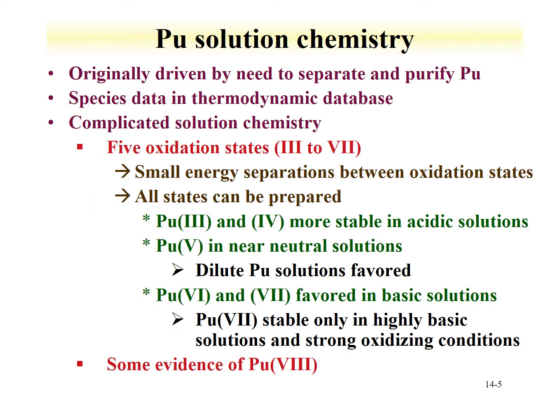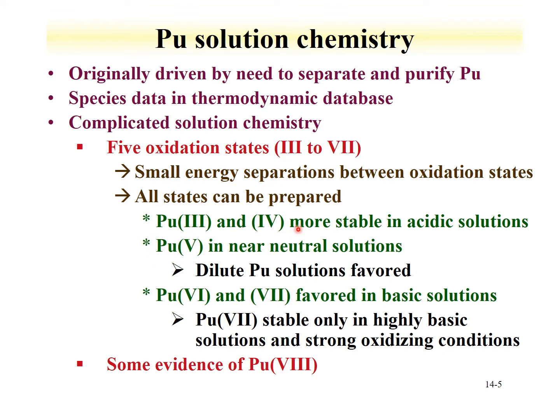The solution chemistry of plutonium has some similarities to what we've seen with uranium and neptunium, in that there's a number of oxidation states available. Now with plutonium, you can have 5 oxidation states from the 3 to the 7. However, in solution, you can actually have the 3, 4, 5, and 6 coexisting together.